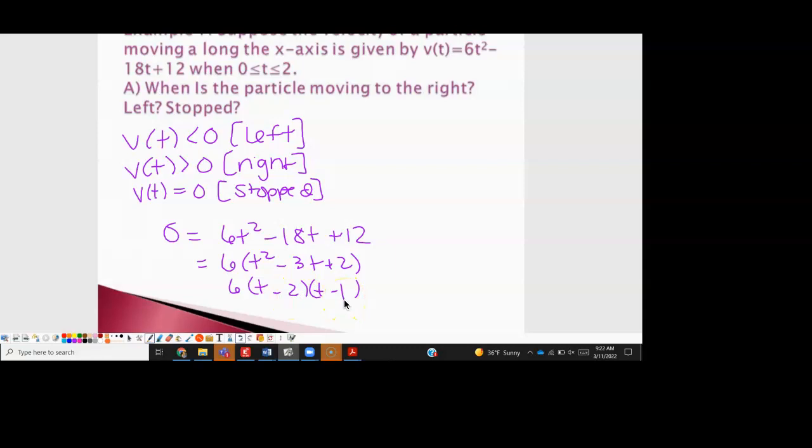So the particle is stopped at what? t equals 1 and 2. Right. And that 6 just goes away.